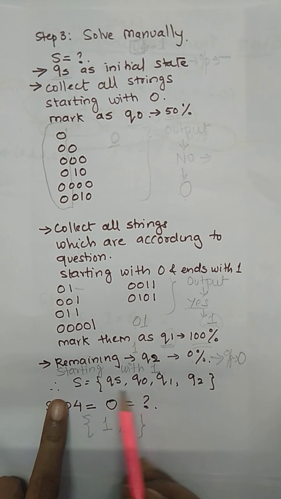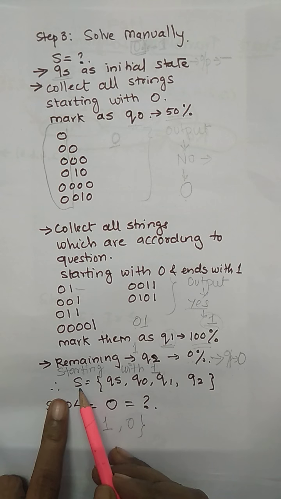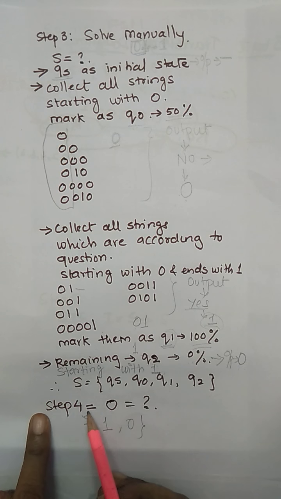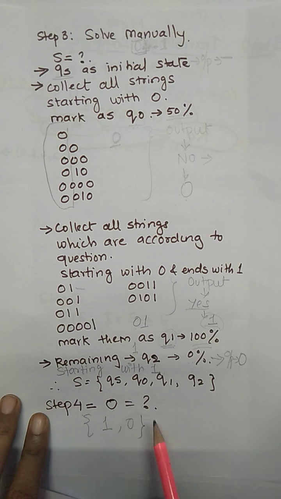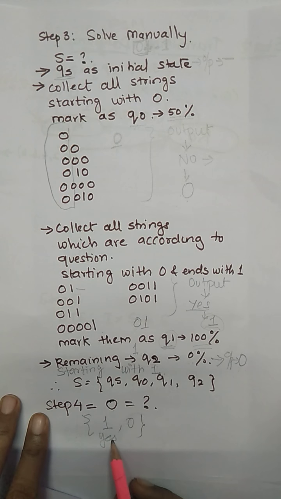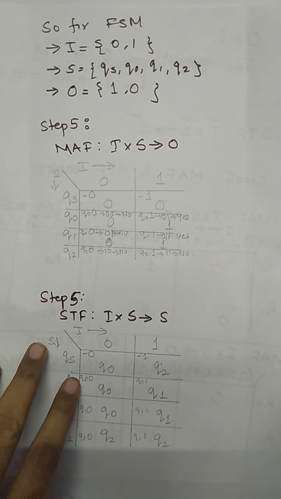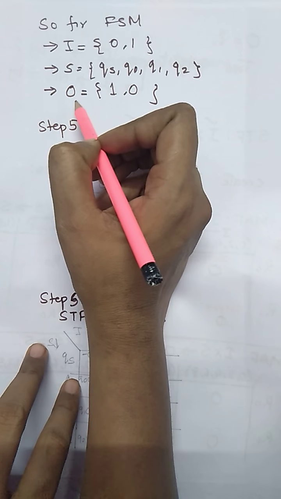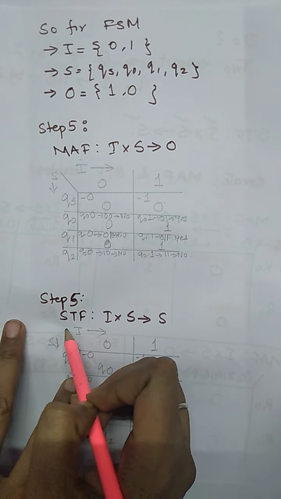Now at the end, we have collected all the states as QS, Q0, Q1, Q2. Now what about the output? What will the output alphabet O be? Yes, the string is accepted, or no, the string is rejected. After that, what do we have to do for designing the FSM? Now we have I, S and O, which are very necessary for designing the machine function and the state function.